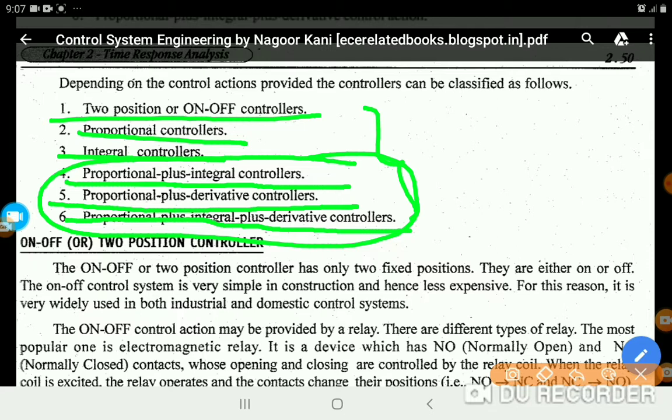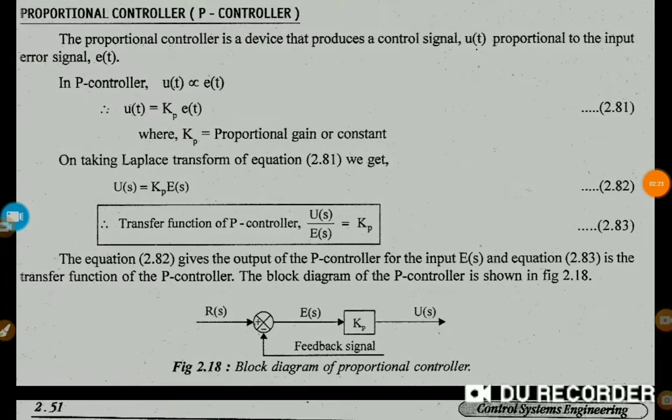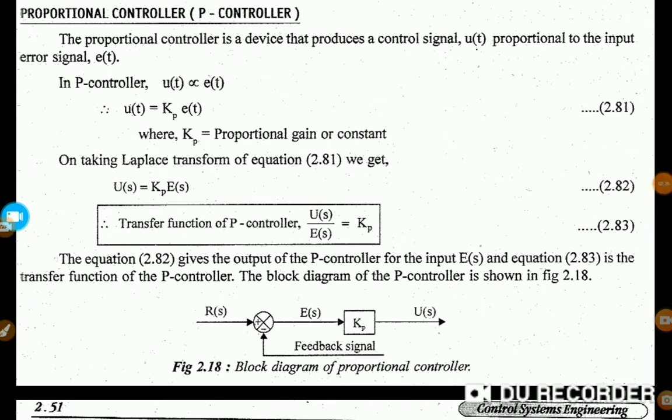Before going to the topic, we first need to know what is a proportional controller and what is an integral controller. We'll see the things one by one. This controller always accepts an error input signal. So the input given to the controller is an error input and it produces an output according to the actions it is going to take.